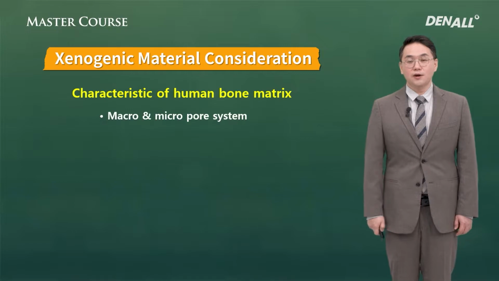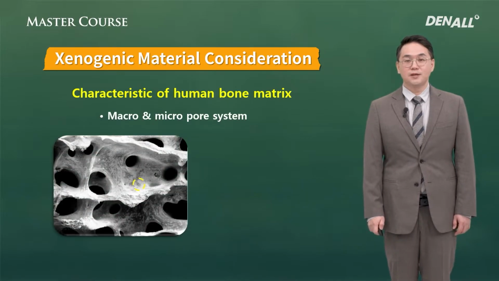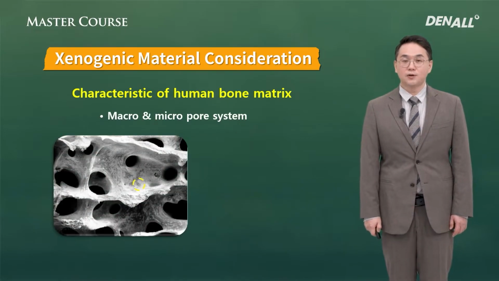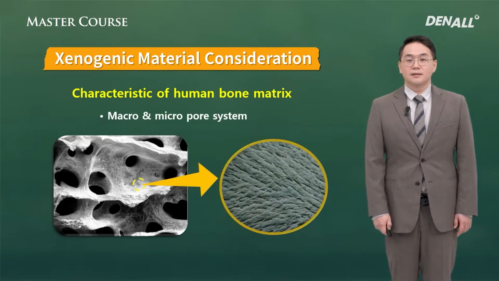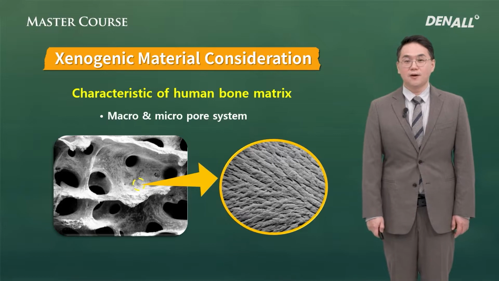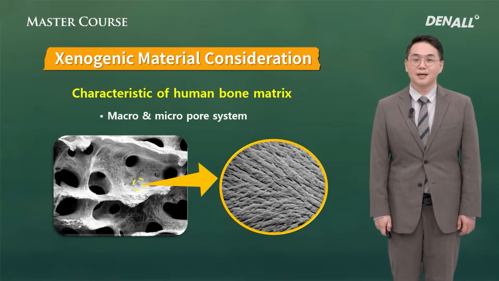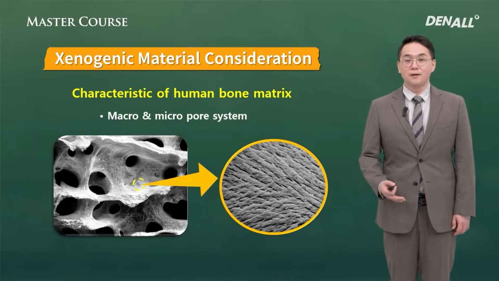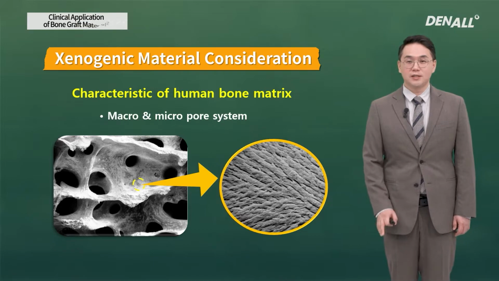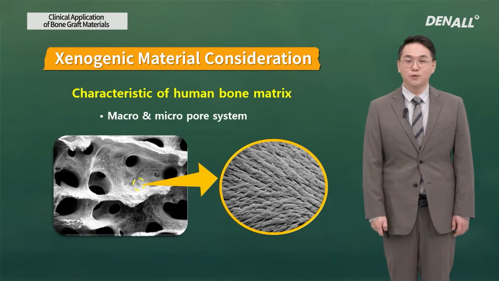Let's look at the cancellous bone of a human. 65% of it is pores, so it has macro and micro pore system. If you look at it closely, it looks rough like the surface of an implant. Osteoblasts like the rough surface. Therefore, all implant companies try to produce the roughness similar to the human cancellous bone. The same goes for the bone materials.